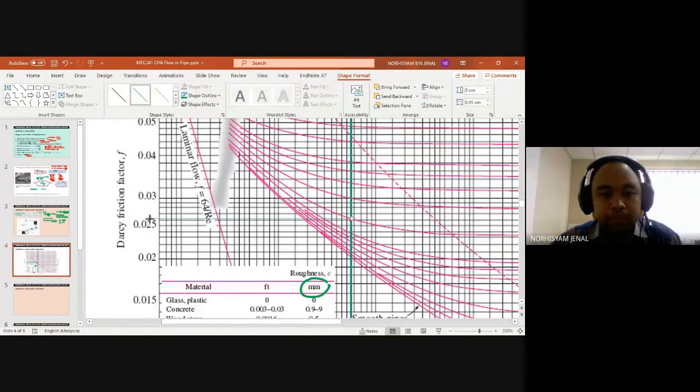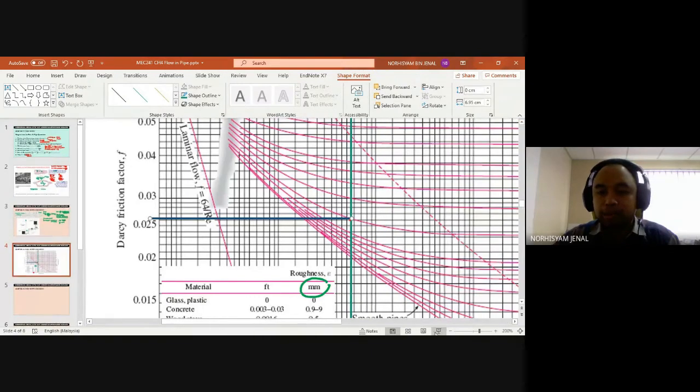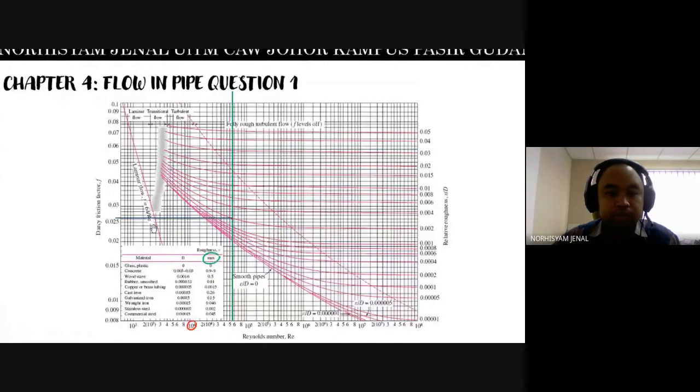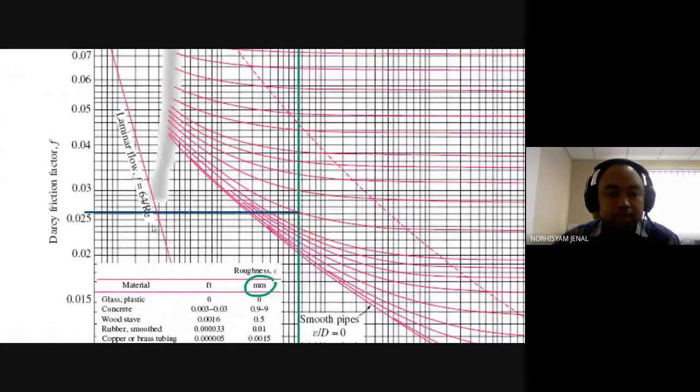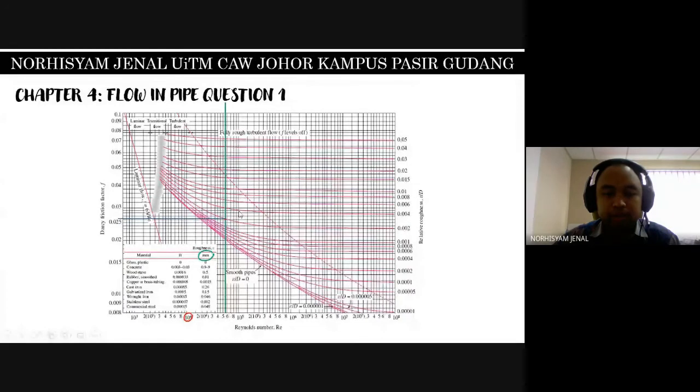Okay. So we do a different color. Alright. So we have that to be the answer. So now we have the answer to be, okay, so the first step just now is to find out Reynolds number.